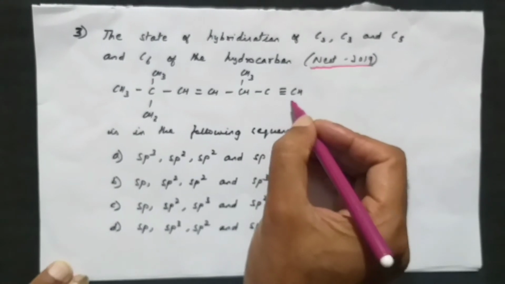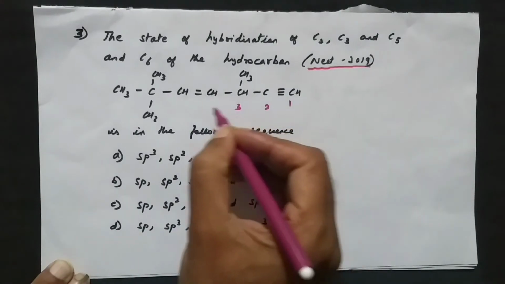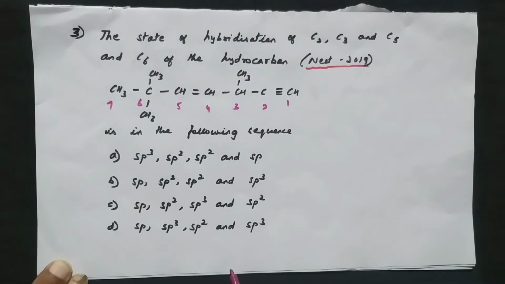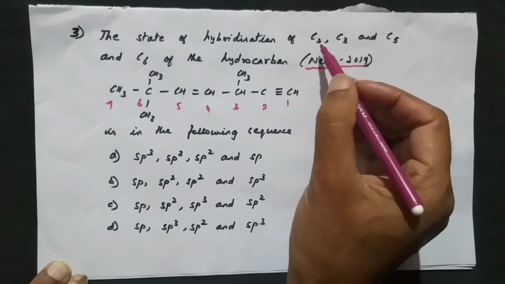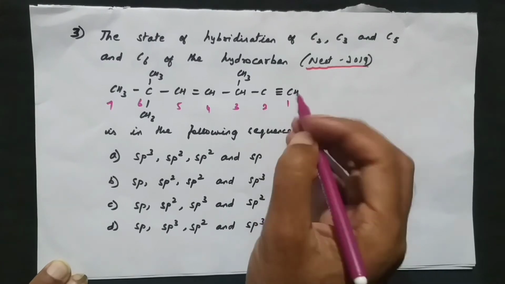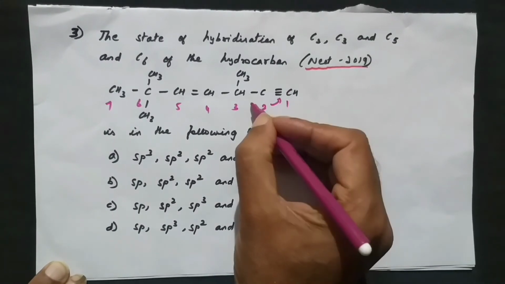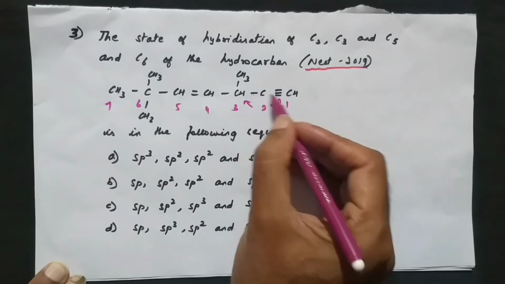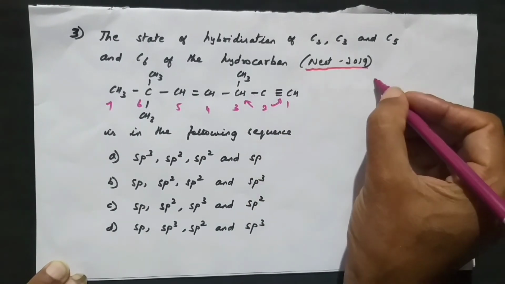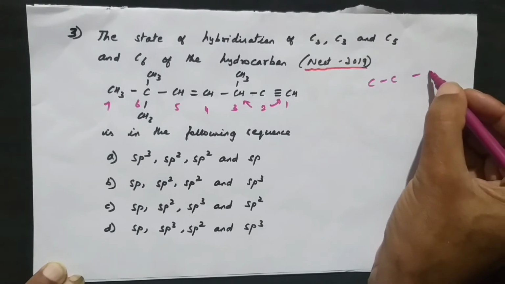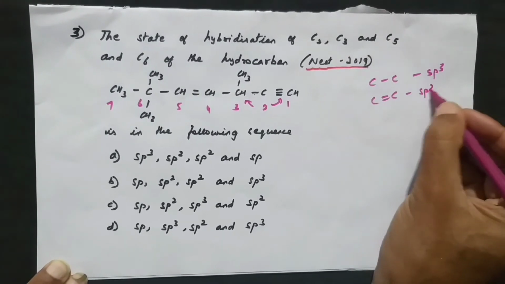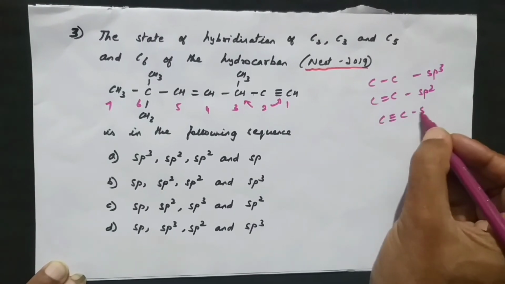So let us see the next question. Same case, carbon 1, carbon 2, 3, 4, 5, 6 and 7. I'll give the names like this. They're asking for C2. So when I take carbon 2, I have to check carbon 1 as well as carbon 3. So carbon 2 here is attached with a single bond, but here it's attached with a triple bond. Once again the basic carbon-carbon single bond will be sp cube, double bond will be sp square, and triple bond will be sp.